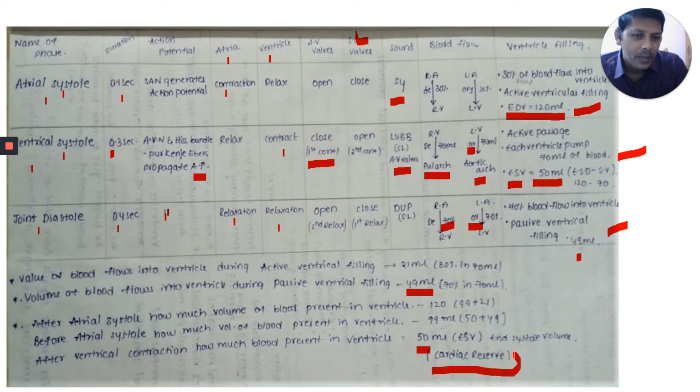It is called as a cardiac reserve. That means in the heart 50 ml blood stays there without going out. Okay, these are very, very important. If you did not get these numbers, watch the previous videos. I have explained what this is.